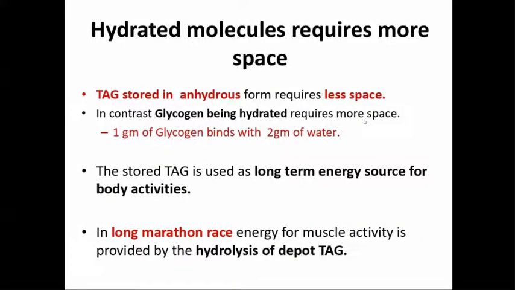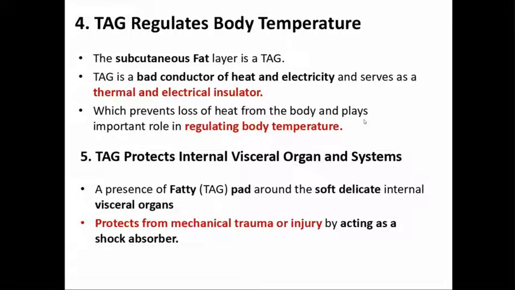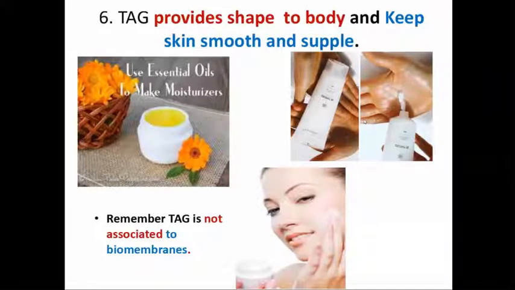And it requires less space when we compare it with that of glycogen. Glycogen stores energy, but it requires a lot of space to store it, since it is rich in what? Water molecules. Whereas in the case of triacylglycerol, it is stored in small drop-like forms, because it requires less space, since it is in anhydrous form. It also regulates body temperature, and these are some of the functions of lipids in general. And triacylglycerol is also good for our health. It provides shape to our body, and it makes our skin smooth.